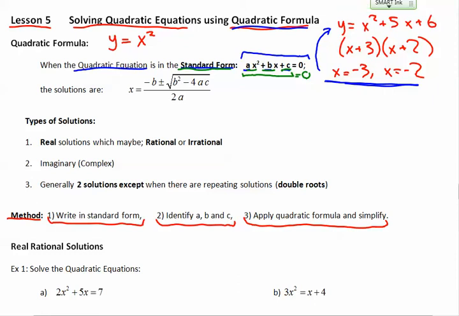All right, and up here you get some information on different types of solutions you can get. You can get 2 real solutions. You can get 2 imaginary solutions. Sometimes you actually get 1 solution. That's a double solution.